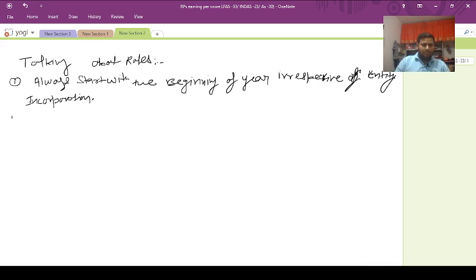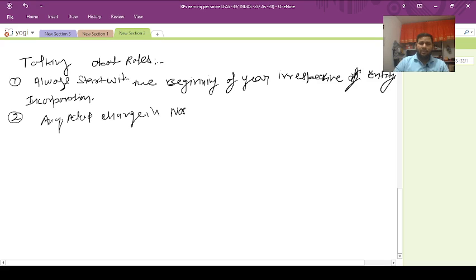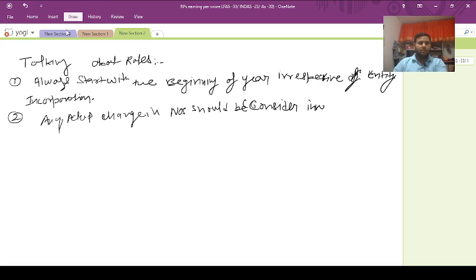Thereafter, we have the second point, which talks about any actual change in number of shares should be considered in the WANS table.